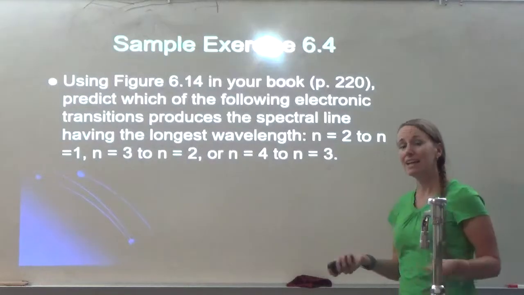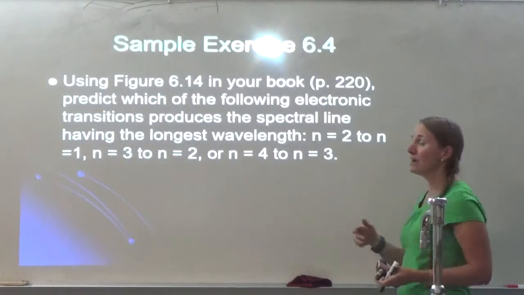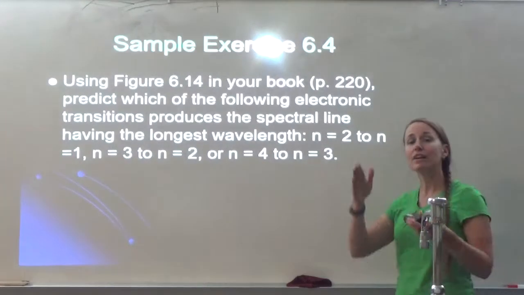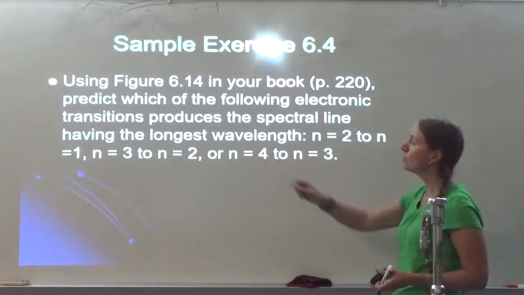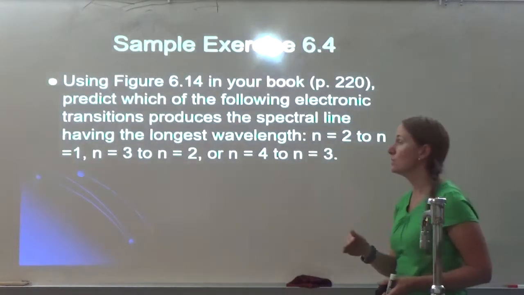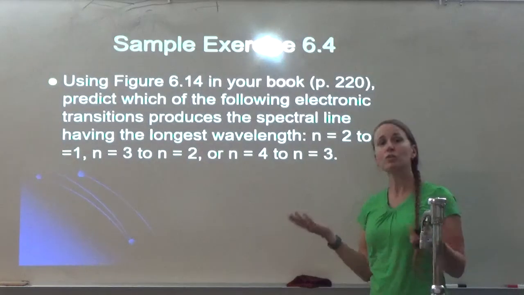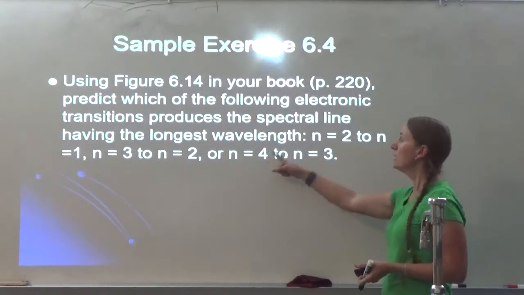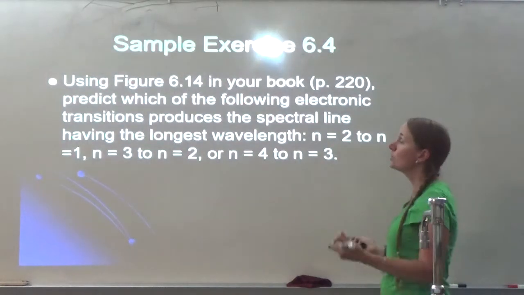The reason I can answer this without even looking at the figure is I know as you get farther from the nucleus, the energy levels get closer. So here we're going from 2 to 1. Those are close to the nucleus. Here we're going from 3 to 2. Those are a little bit further, so they will be a little closer together. Here we're going from 4 to 3. Those are further from the nucleus, so they're even closer together.